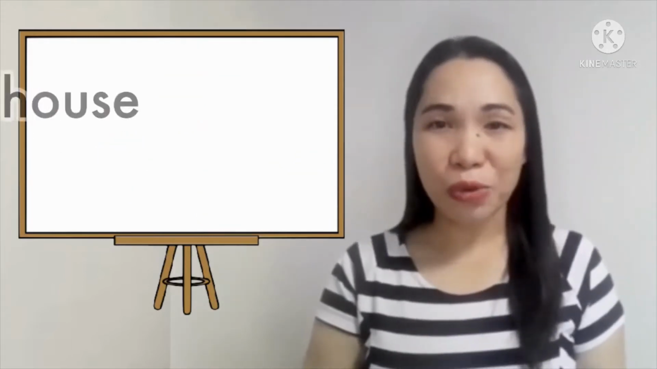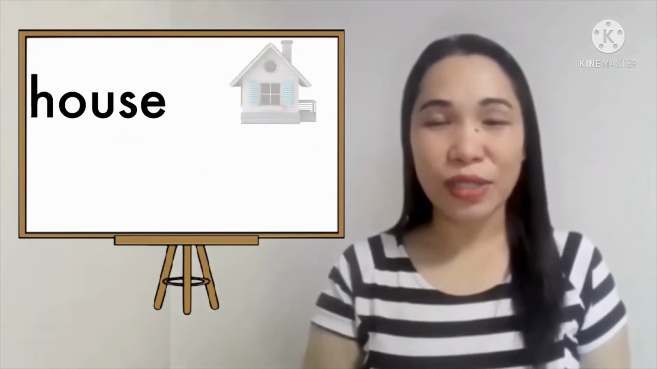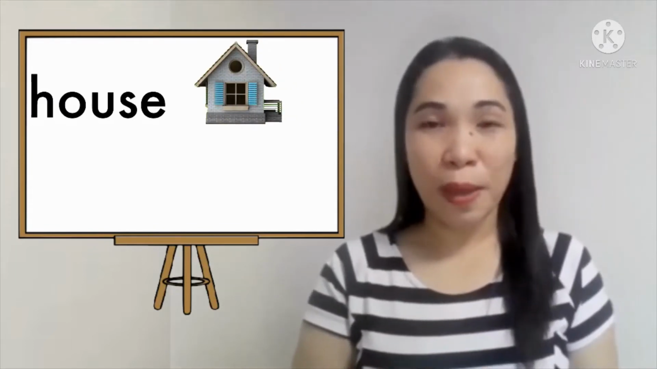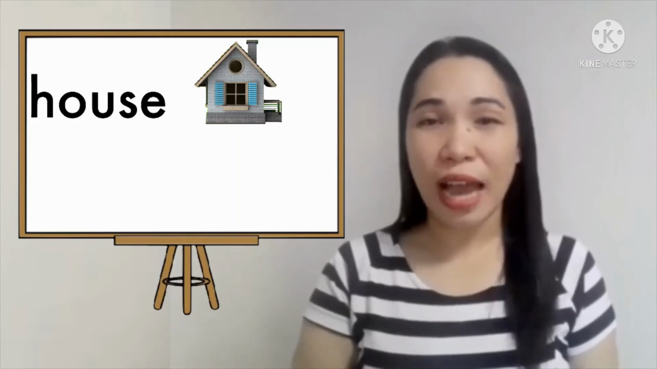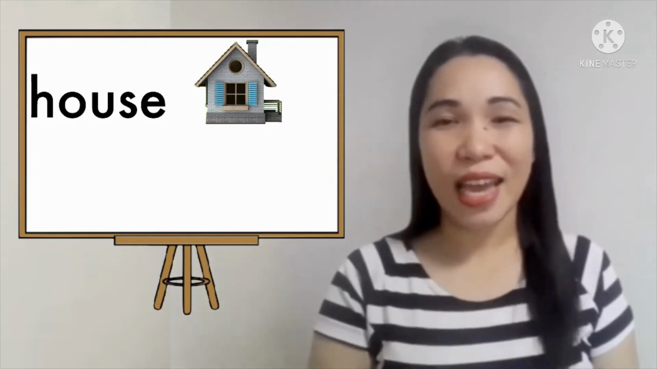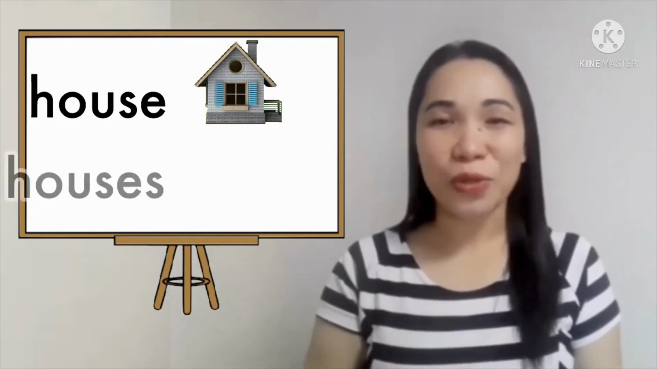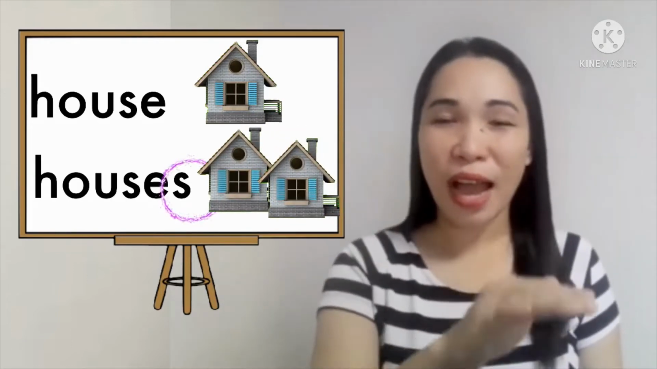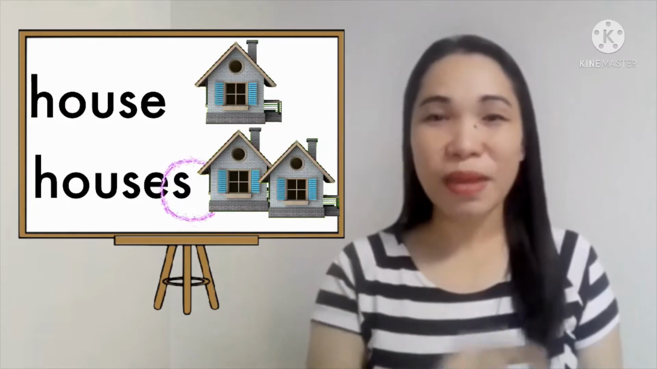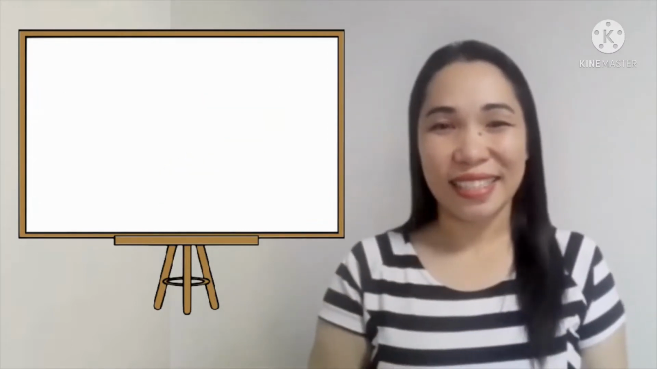Next, a house. So kung isang house lang, we call it a house. Pero pag dalawang house na or tatlong house na, we will not call it house anymore. But instead, we are going to call it houses. So dinagdagan lang natin ng S at the end para yung house, dagdagan natin ng S so magiging houses.